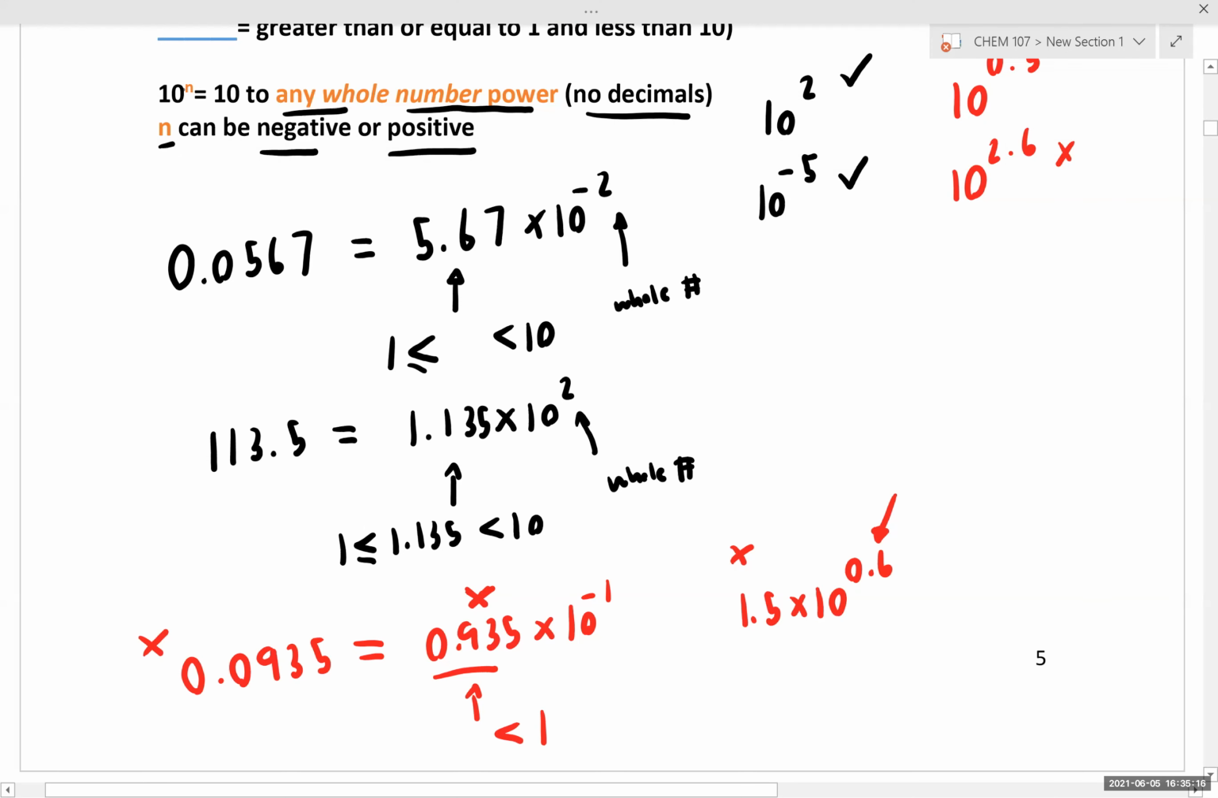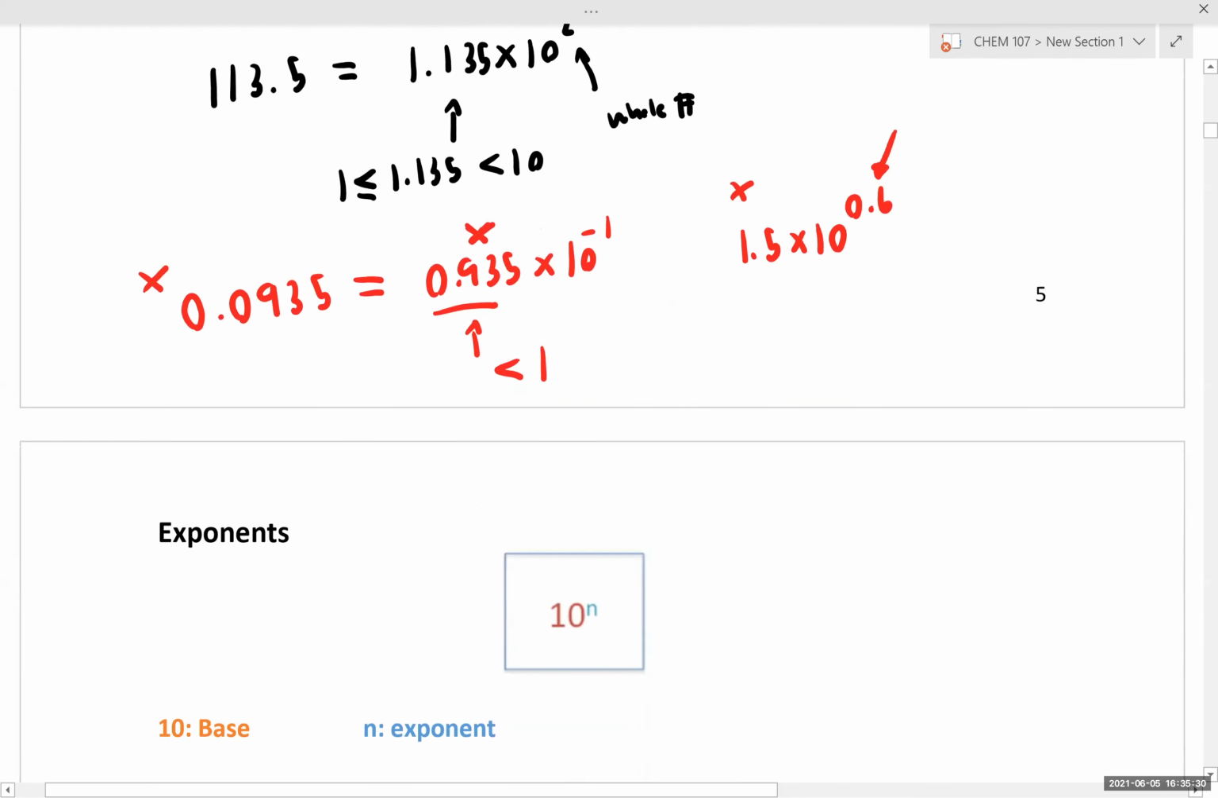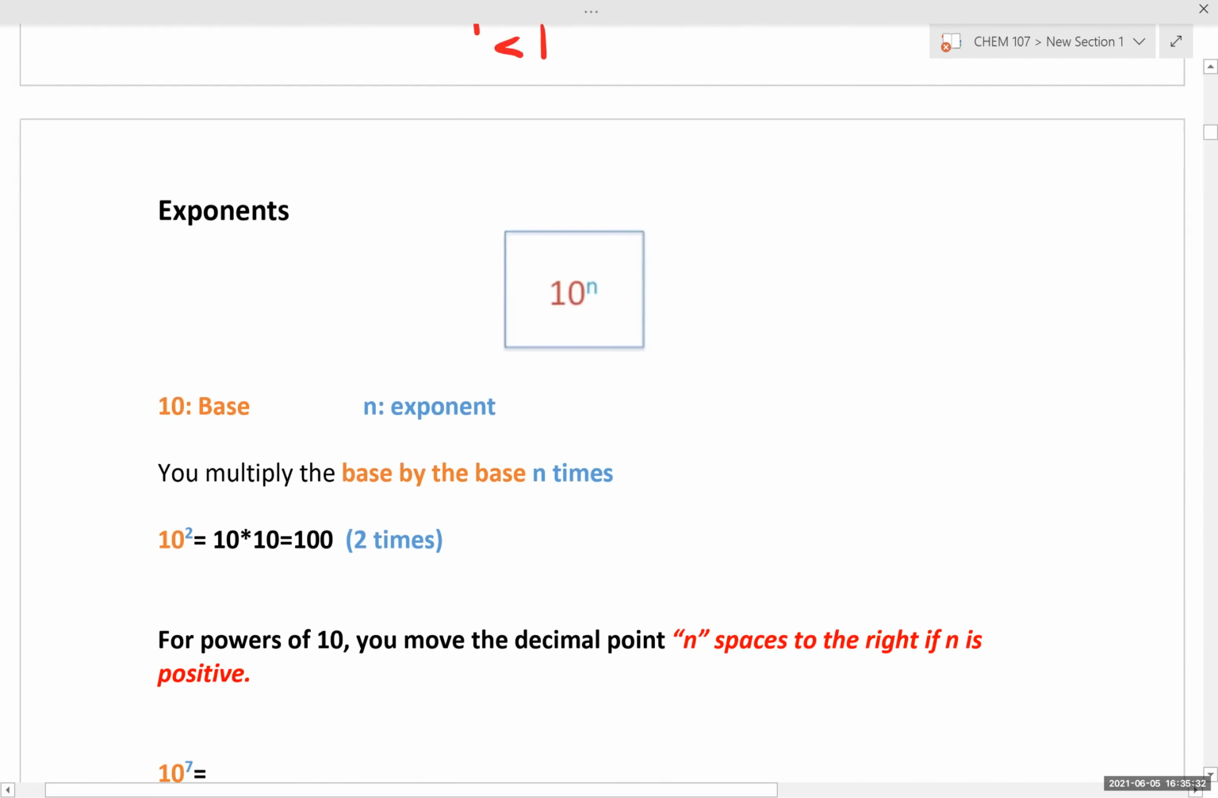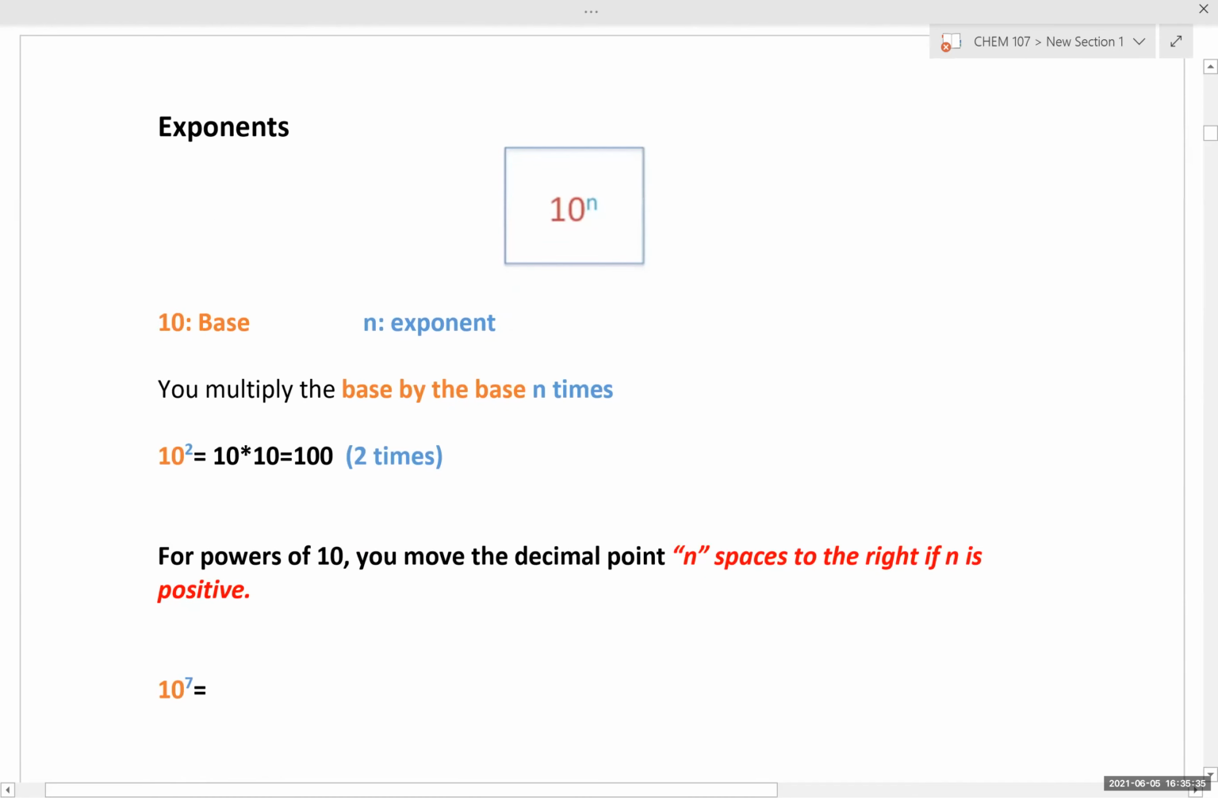Now, we've talked about the rules for writing numbers in scientific notation. Let's talk about how we translate a decimal into a number in scientific notation. But before we do that, it's important that we understand how exponents function. So an exponent has two parts, a base and an exponent.